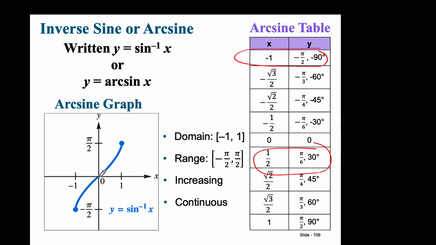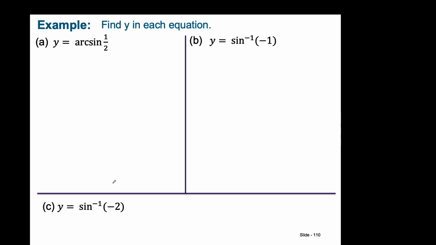Or on the graph, if we were at 1/2, the value would be up here at pi/6. So here we are at 1/2. Here we are at pi/6 radians, which is equivalent to 30 degrees if you're working with degrees. So that's one way. If you have the arcsine table, just use it, and this y right here would be equal to pi/6, which is equal to arcsine of 1/2.